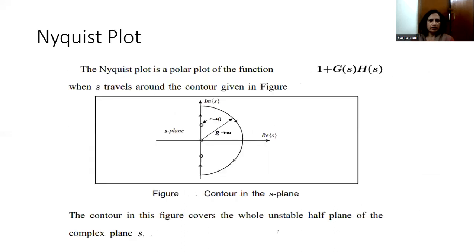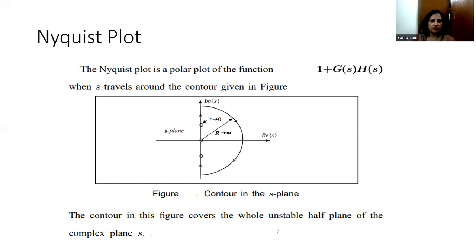This is the Nyquist plot. Whenever we are using the Nyquist stability criteria, we should first of all understand what a Nyquist plot is. A Nyquist plot is basically a Nyquist contour. So first of all, we have to consider the Nyquist contour. The Nyquist plot is basically the polar plot of the function 1 plus G(S)H(S) when S travels around the contour given in this figure. This is the contour in the S plane, called the Nyquist contour.